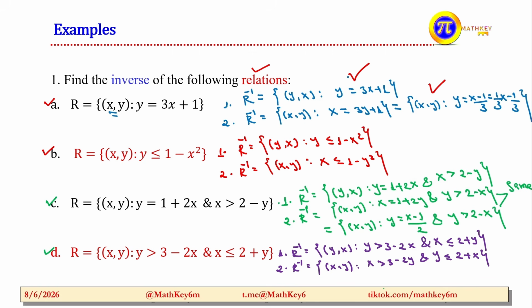Or we may simplify this, writing y in terms of x. This is also equal to {(x, y)}, so solve y from this. This means y > 3/2 − x/2, and y ≤ 1 + x. We can express these four. They are the same. We try to express y in terms of x.